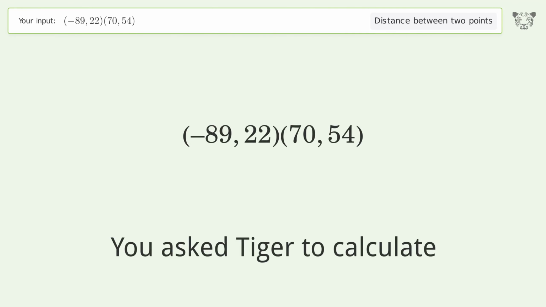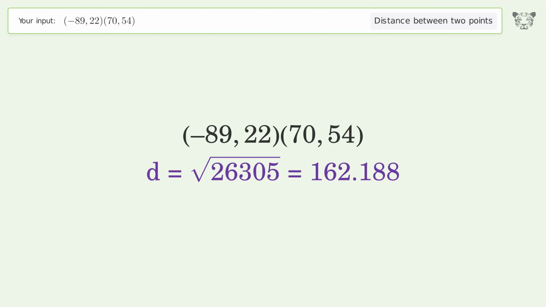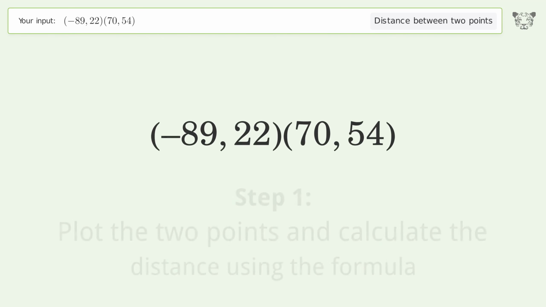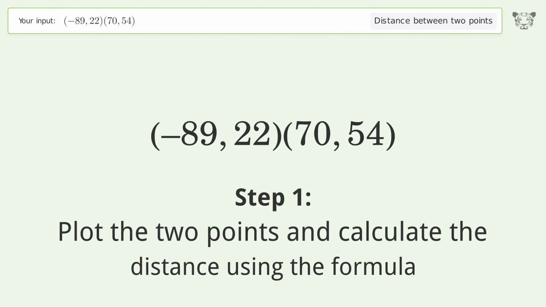You ask Tiger to calculate. This deals with the distance between 2 points. The distance between the 2 points is the square root of 26,305 or 162.188. Let's solve it step by step. Plot the 2 points and calculate the distance using the formula.